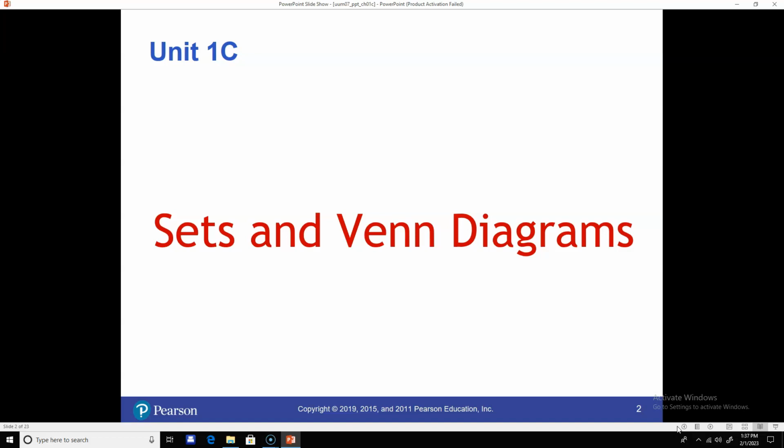Sets are really just collections of objects that we list. They can be all sorts of things. They can be numbers, they can be words, they can be letters. And Venn diagrams are kind of a pictorial way to represent the relationship and if they have any intersection or not, just using kind of circles.